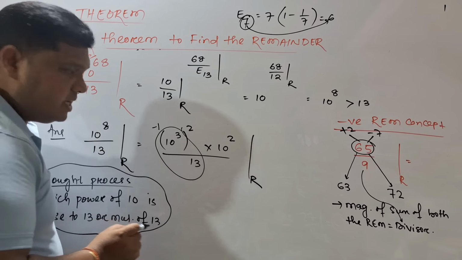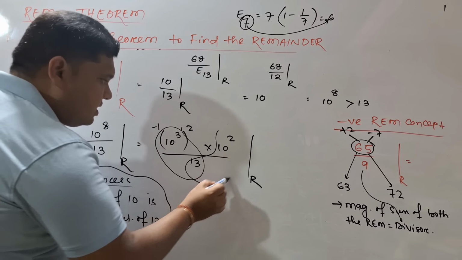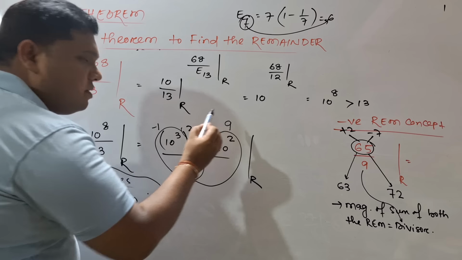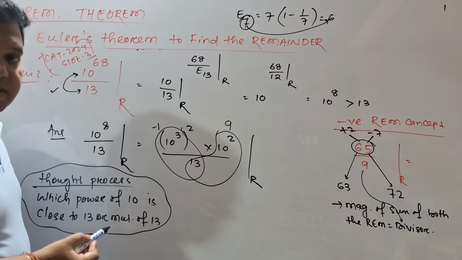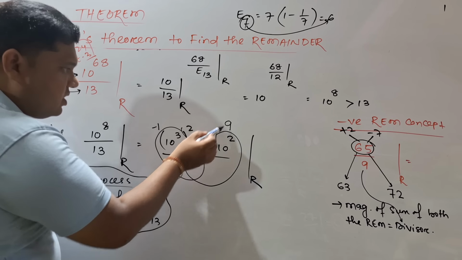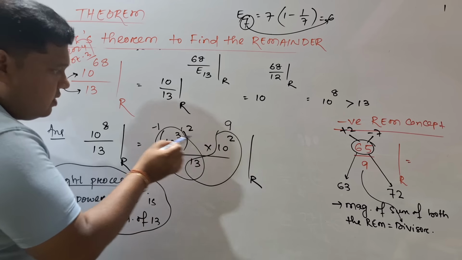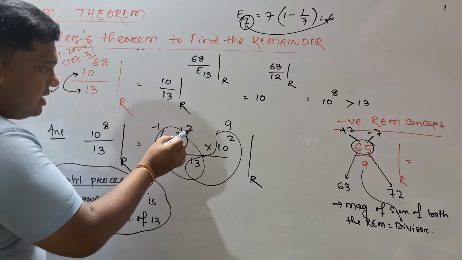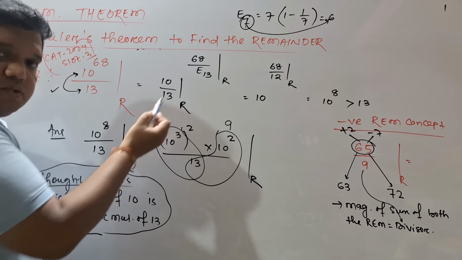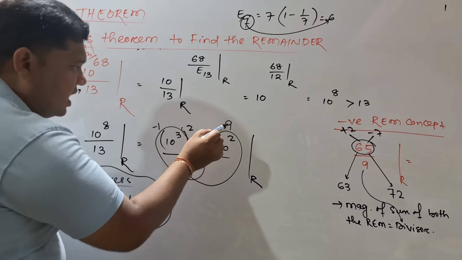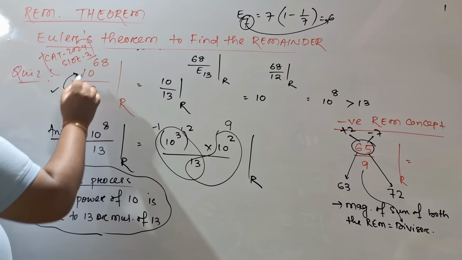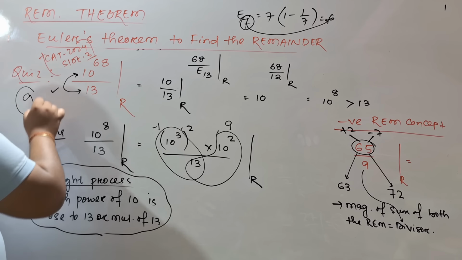The operator here is multiplication. This is 100 by 13. 100 by 13, the remainder is 9, because 91 is divisible by 13. Now 1 into 9. Why is it 1? Because it is minus 1 and here the power is 2, so minus 1 square is 1. So 1 into 9, the answer is 9. So the answer for this question is 9.